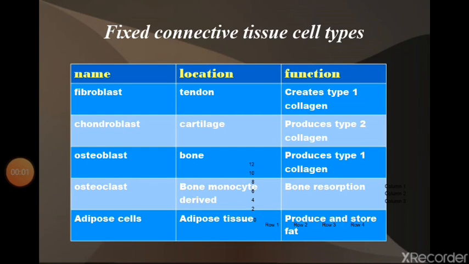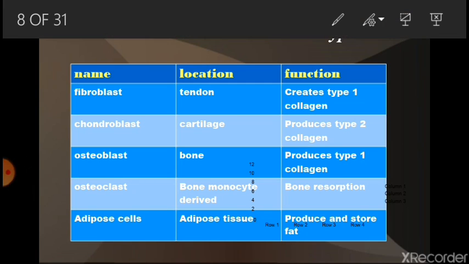Let's discuss some fixed connective tissue cell types. Fibroblast is located in tendon and it creates type 1 collagen. Chondroblast is located in cartilage and this produces type 2 collagen. Osteoblast is located in bone and it also produces type 1 collagen. Osteoclast is a bone monocyte derived cell and this is responsible for bone resorption. Adipose cells are present in adipose tissue and produce and store fat.